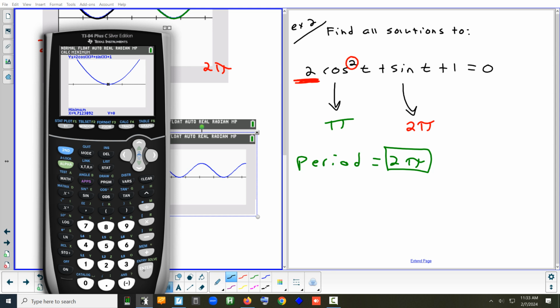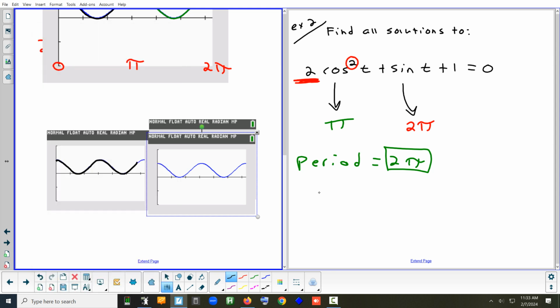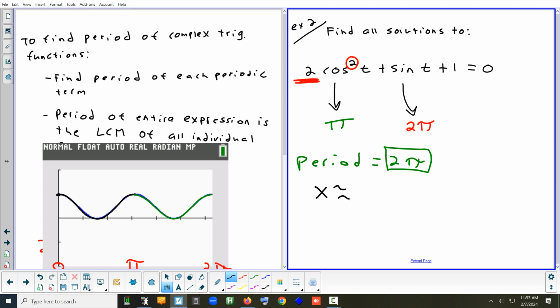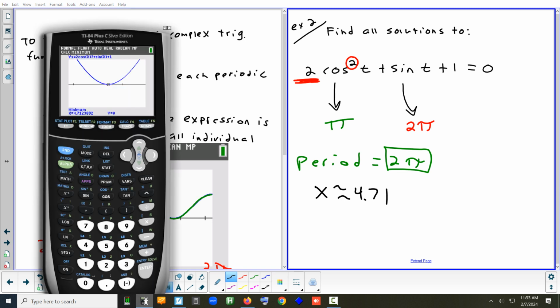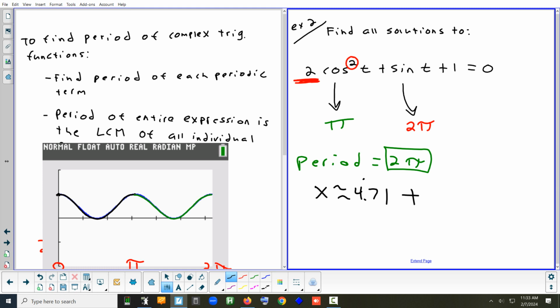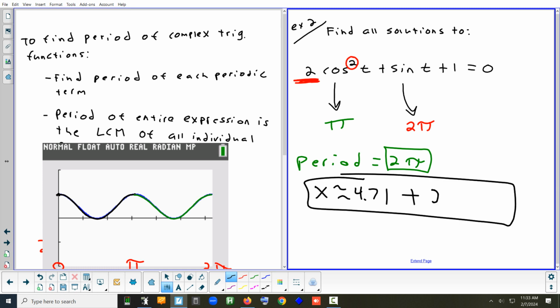4.71. Okay, so that's your answer. And how often does that answer repeat? Yep. Once. Oh, every cycle. Every cycle. So what would you put on the end of it? Plus 2 pi. Yep. And that's the answer to that problem.